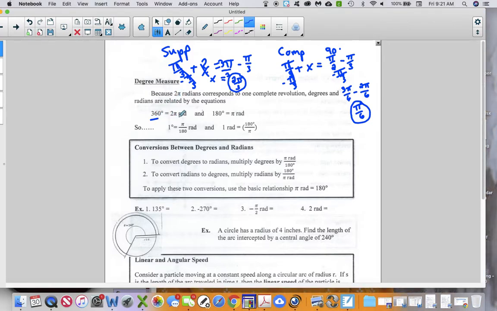All right, so going back to 2 pi being equal to 360 again. 360 degrees is equivalent to 2 pi radians, which means that if I divide both sides by 2, 180 is pi. We said that on the front side, where 180 degrees is half of a circle. So that's what pi is over there.